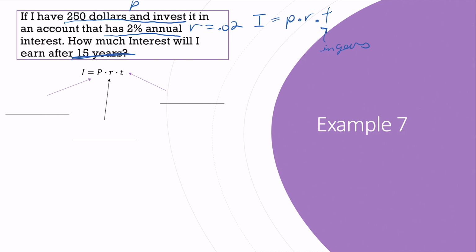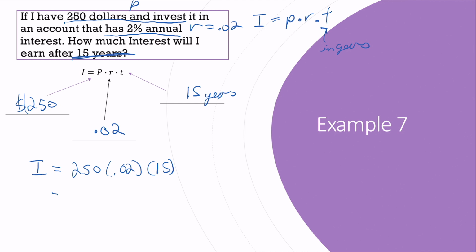So my interest is going to be our $250 times my rate of 0.02 times 15 years. That's how I'm going to calculate my interest. So I have 250 times 0.02 times 15. That's going to give me 75. So the interest that I would earn in 15 years on $250 is $75. So that's a pretty good amount.